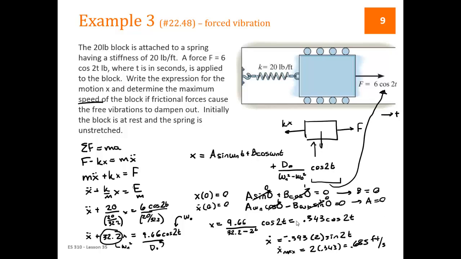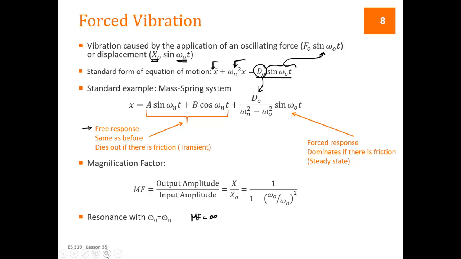So the key thing to notice here is once we get this in standard form, we have all sorts of information that we can find. So let's go back up here and look at our standard form. Once it's in standard form, we have omega n, because that's the coefficient of the x term. We have d naught, that's the coefficient of the forcing function term. And we have omega naught, which is the frequency of the forcing function term. So we have everything we need for this third term if we have it in our standard form.